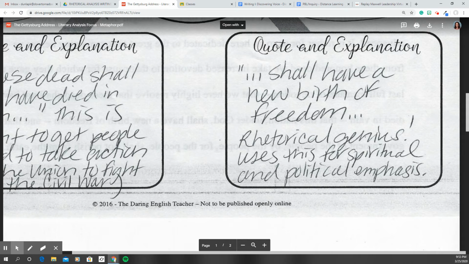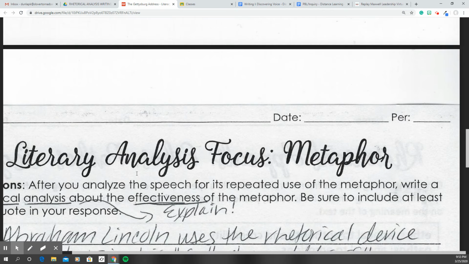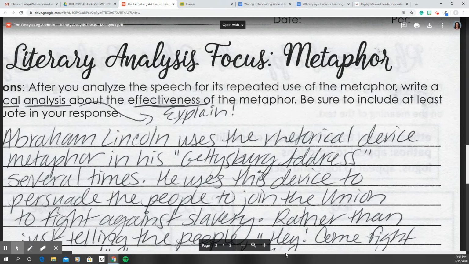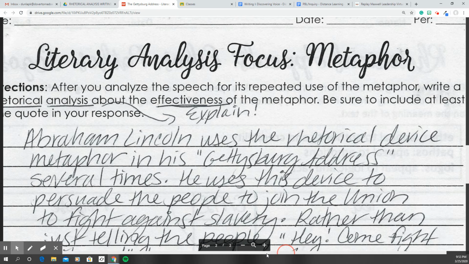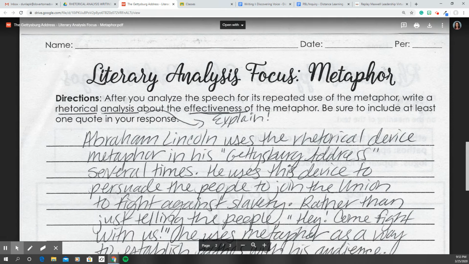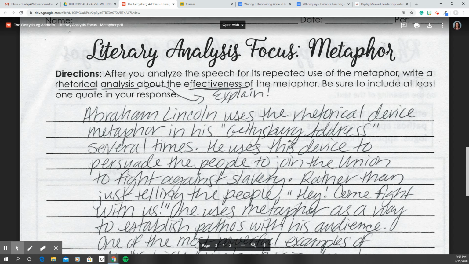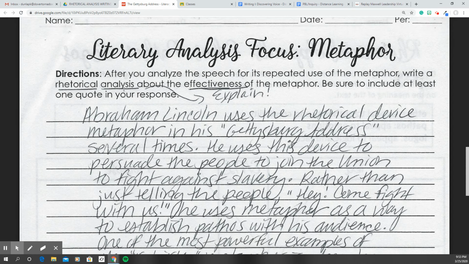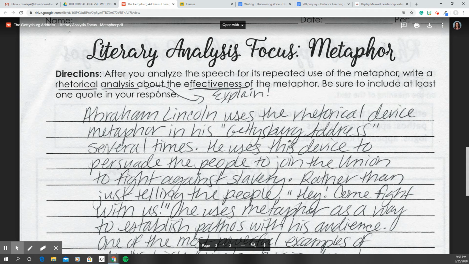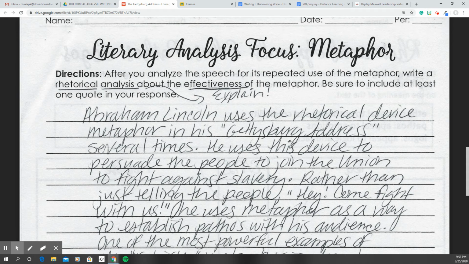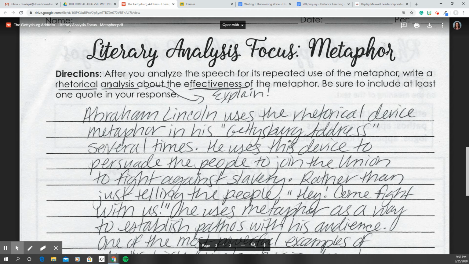Hopefully you copied that down. And then next, we are going to write a little paragraph together, rhetorically analyzing the use of metaphor. Okay, so I want to explain to you what a rhetorical analysis is. It's not like any other essay you've written or extended response. It's when you take a device that's used in a text and you talk about it. You analyze the rhetoric, the devices, the style of the author, and how it's effective.